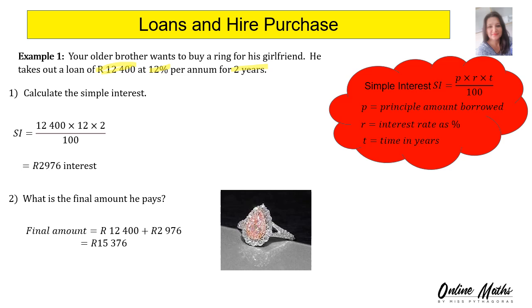2. What is the final amount he pays? So what we have to do is add the interest to the original principal amount. So the final amount is 12,400 plus 2,976, which is 15,376 Rand.